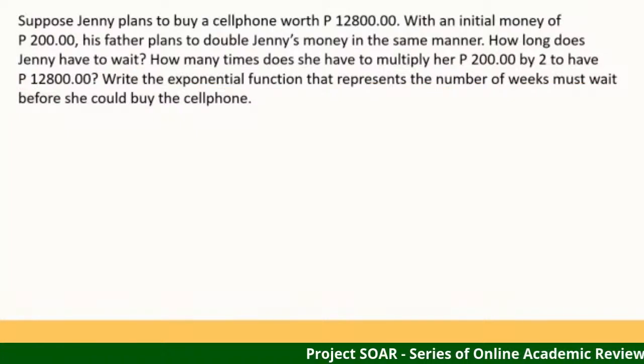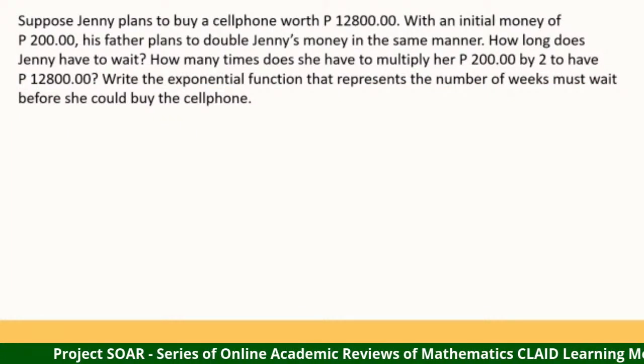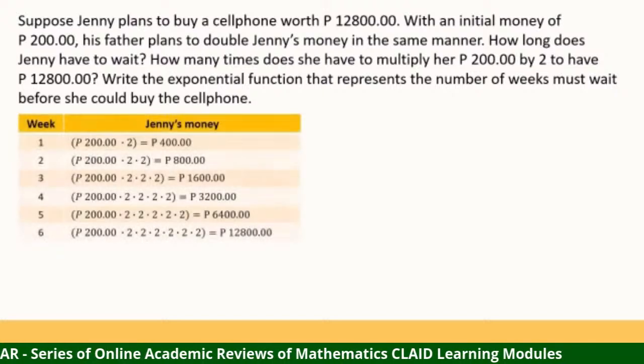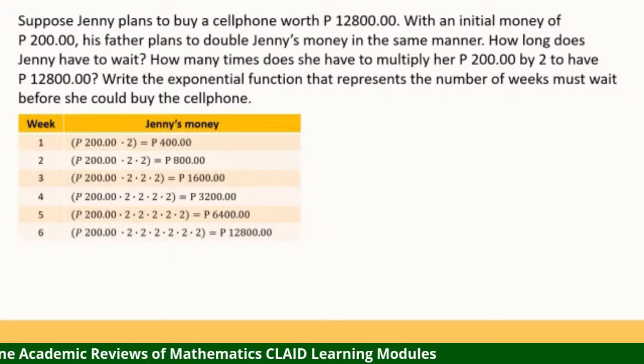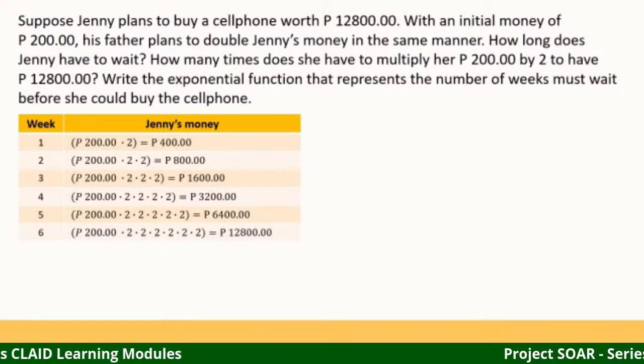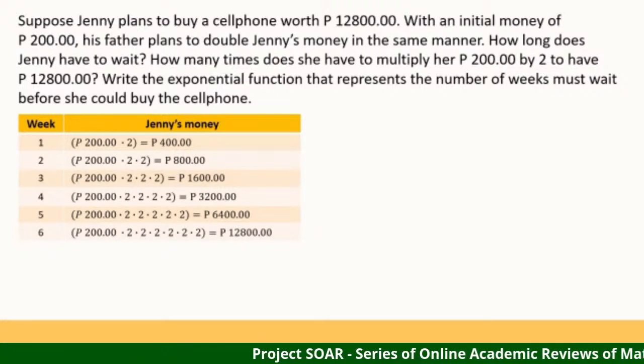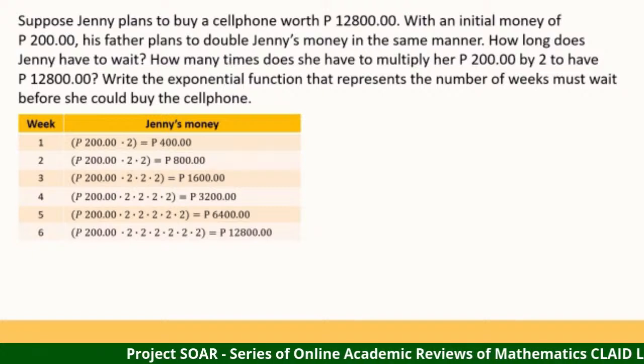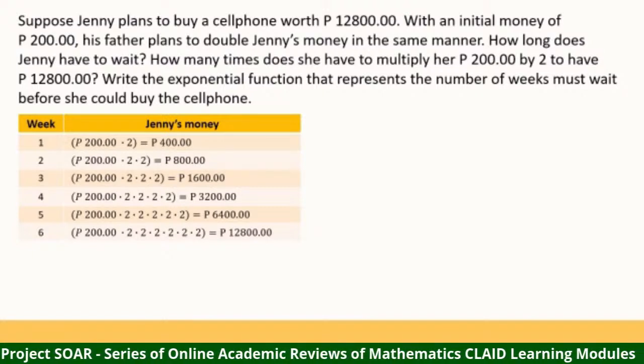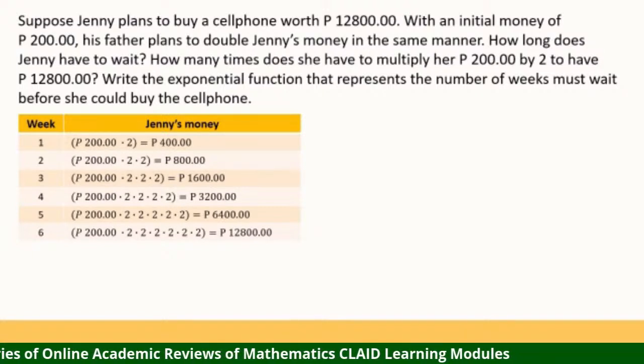Let's make a diagram to understand how Jenny will have the 12,800 pesos. As you can see in the diagram, ipinapakita dito kung paano dumoble ang pera ni Jenny kada linggo. So, umabot ng 6 weeks bago makuha or makollect ni Jenny yung 12,800 pesos para sa pagbili niya sa cellphone.